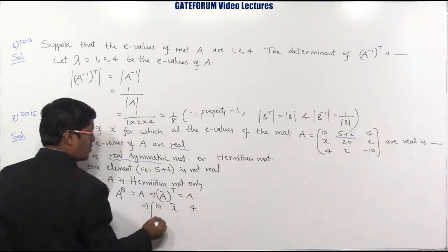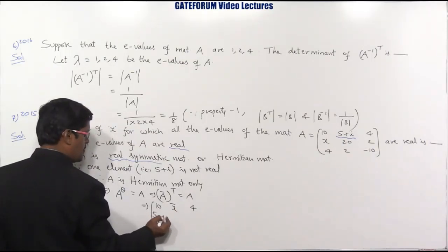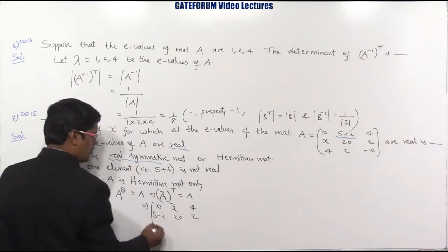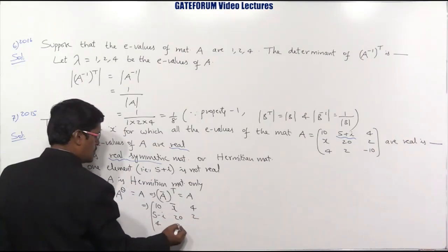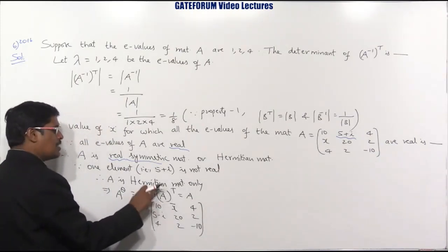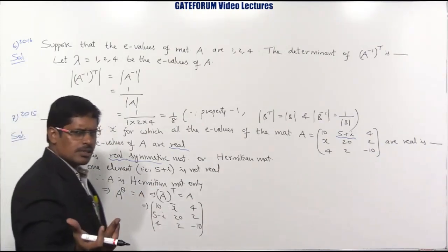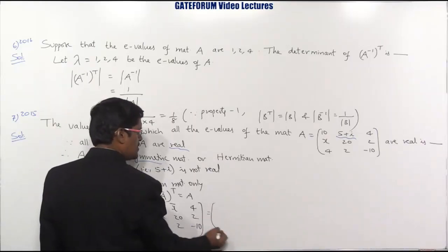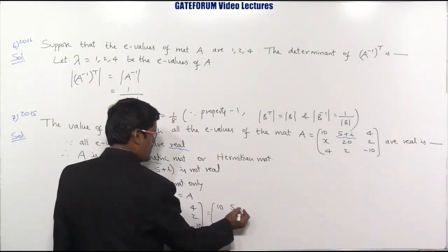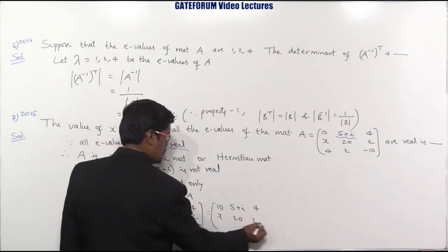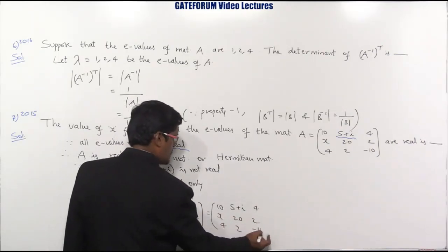4 conjugate is 4. 5 plus i conjugate is 5 minus i. 20 conjugate is 20. 2 conjugate is 2. 4 conjugate is 4. 2 conjugate is 2. Minus 10 conjugate is minus 10. That means I have done 2 steps at a time, conjugate and then transpose, because both are easy. In the first day I told you many examples. This is equal to A. What is A? 10, 5 plus i, given matrix 4, x, 20, 2, 4, 2, minus 10.